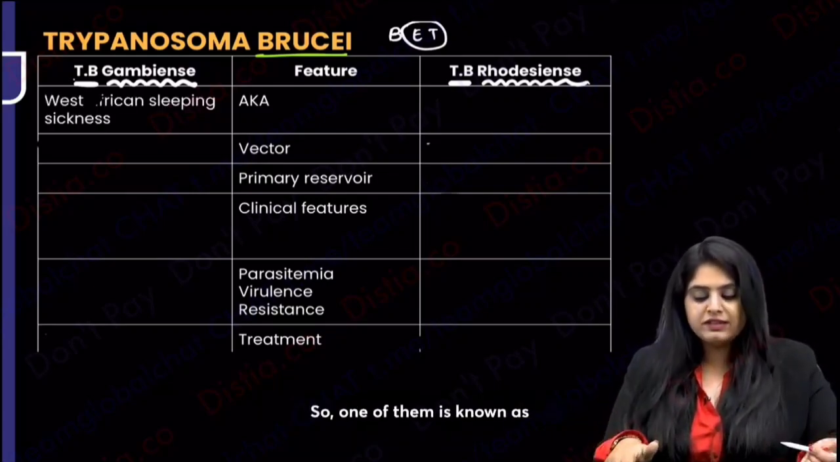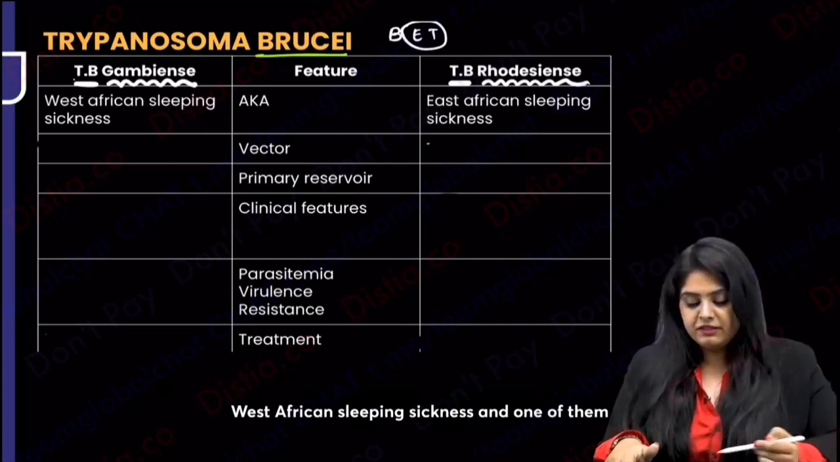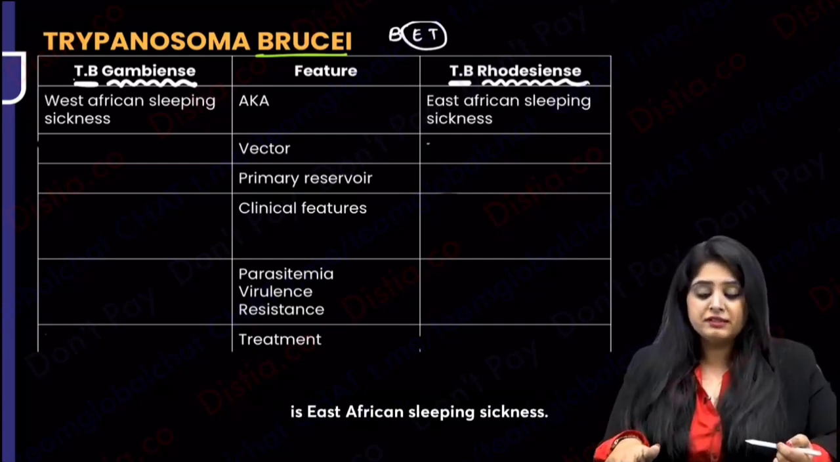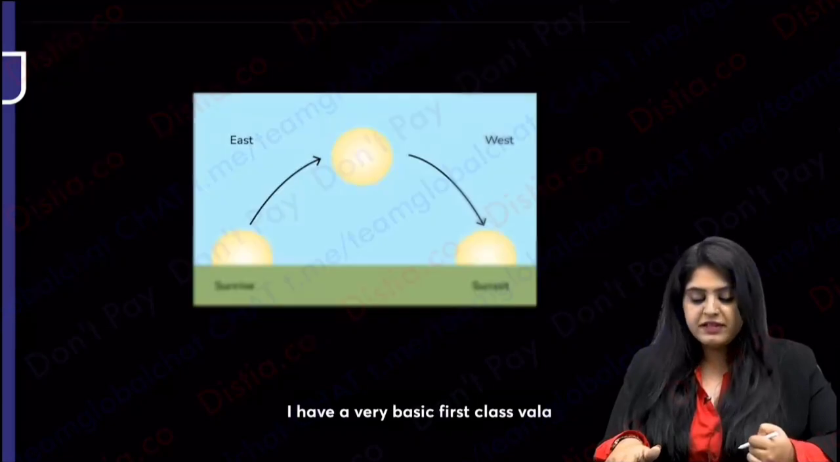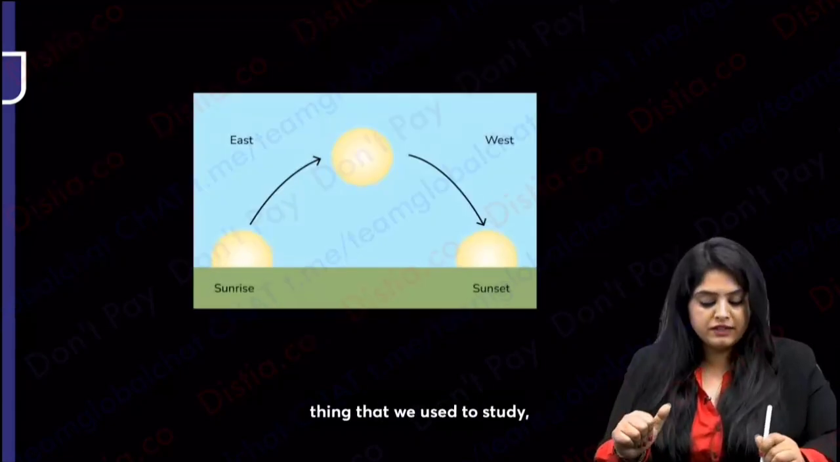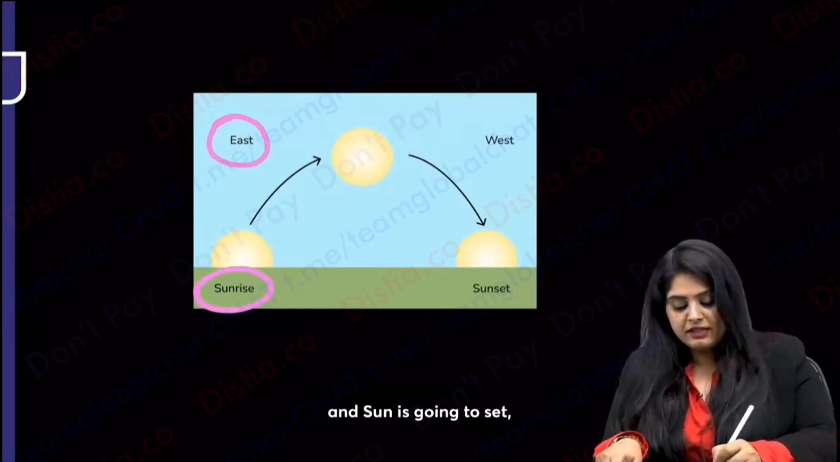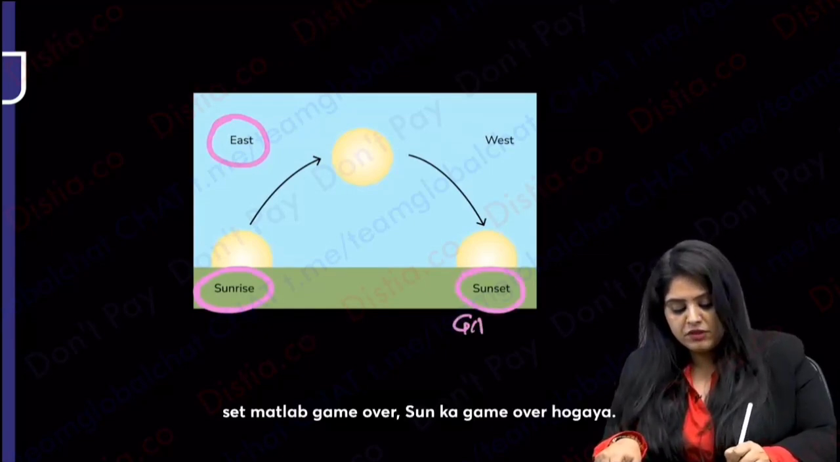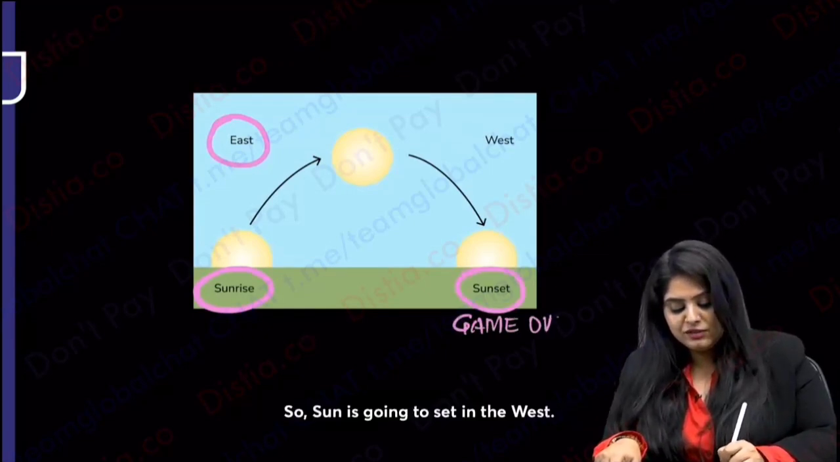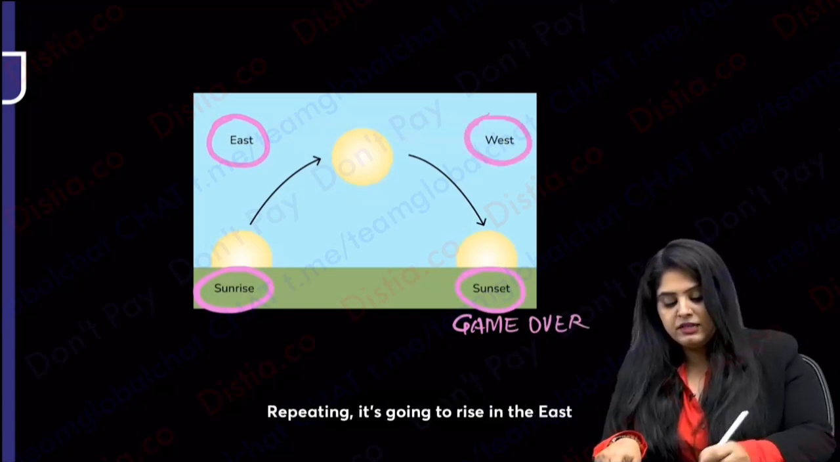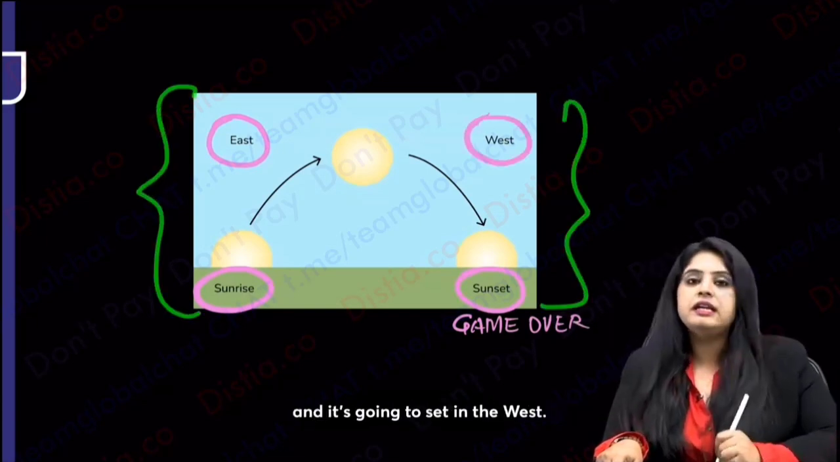So one of them is known as West African sleeping sickness and one of them is East African sleeping sickness. How do I learn which is West and East? I have a very basic first class wala thing that we used to study, that the sun is going to rise in the east and sun is going to set. Set matlab game over. Sun ka game over ho gaya. So sun is going to set in the west. Repeating, it's going to rise in the east and it's going to set in the west.